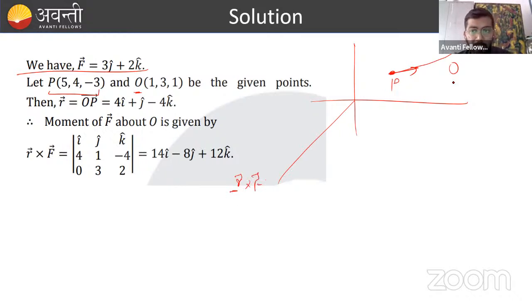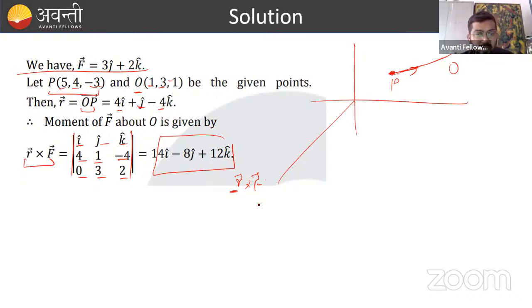So we calculated r bar first. R bar is OP bar, right? This OP bar is our r bar, which comes out to be 5 minus 1, 4 i cap, 4 minus 3, 1 j cap, minus 3 minus 1, minus 4 k cap. To calculate the moment, we have to do the cross product of r bar and f bar. We know how to do the cross product. We write the determinant form: i cap, j cap, k cap, the first vector r bar and the second vector f bar, right? So this comes out to be 14 i cap minus 8 j cap plus 12 k cap. I hope this was easy to understand.